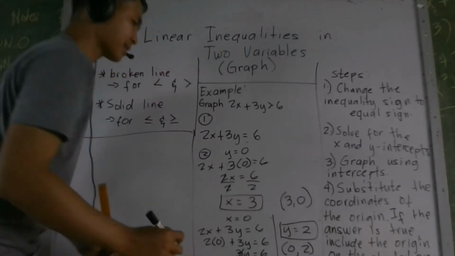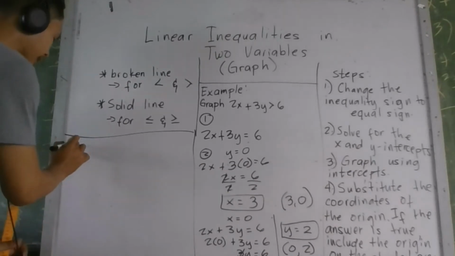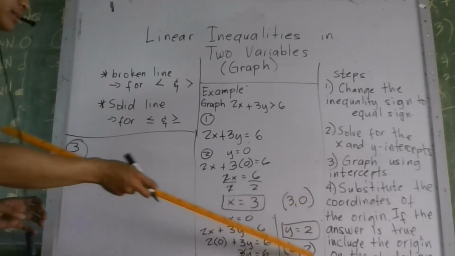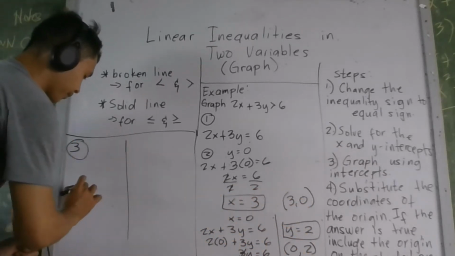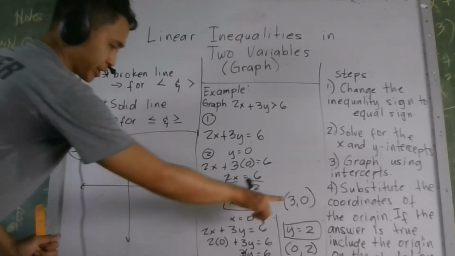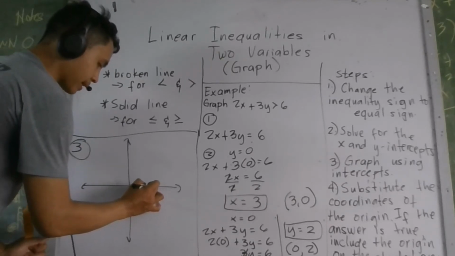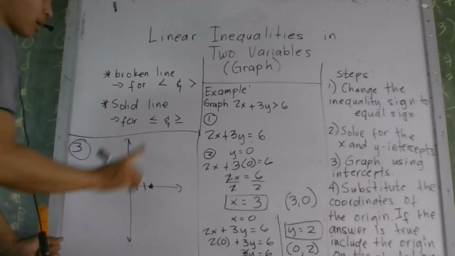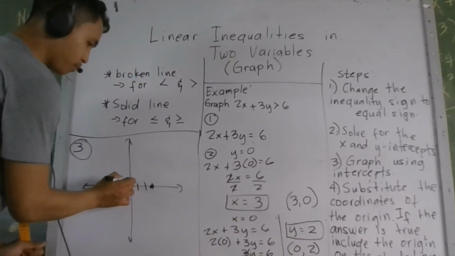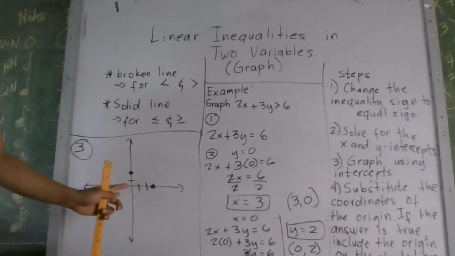Okay? Next is graph using the intercepts. This time, we will graph given our intercepts 3, 0 and 0, 2. So by graphing, we have to identify where is 3, 0. So x is 3, positive 3, 1, 2, 3. It's right here. Okay? And then the y-intercept is 0, 2. So 0, 2, positive 2, 1, 2. It's right here. Okay? Now, we now have the graph.